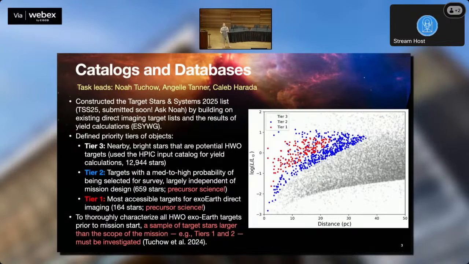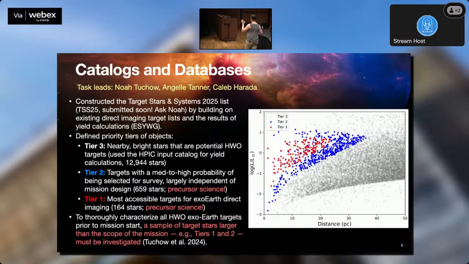So we're now referring to this as TSS 25 with the idea that it might actually be updated in the future. This was built on direct imaging target lists that already exist, as well as an input catalog put together by Tuchow 2024 called HPIC. It also involved a lot of yield calculations. You can see the definition of the 3 tiers here, and it's also color-coded with the plot. And so first we started off with HPIC. HPIC has 13,000 stars. It's a lot of stars. So we started with it as the base. It's all the potential stars that could be observed by HWO.